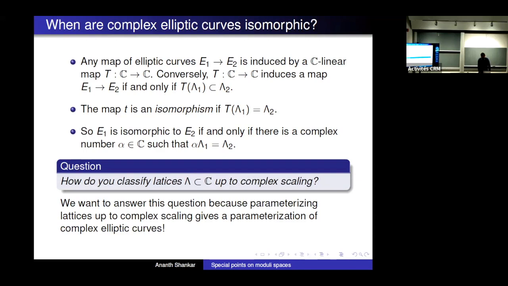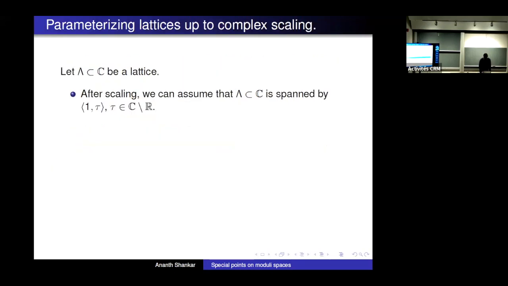So how might you go about doing that? Every lattice is a rank 2 abelian group sitting inside C, so it's generated by two elements. By scaling, you can always assume that one of your basis vectors for the lattice is 1. The other generator must be a complex number that's not real, because if the other element were real, then the group generated by 1 and a real number would not be discrete.